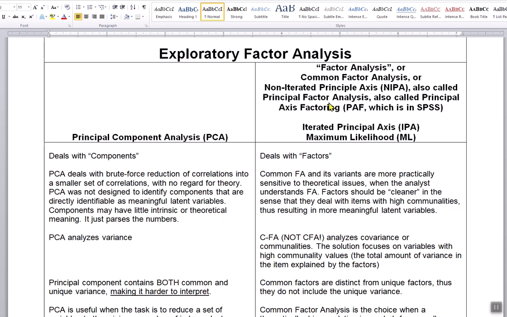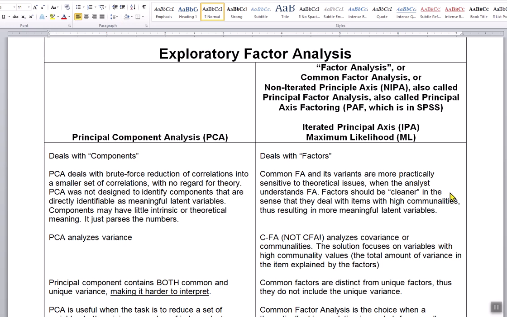Whereas this branch of factor analysis deals with the difference here, components versus factors. I use these two terms synonymously, but I probably should just say factors. Common factor analysis, or CFA, which is not to be confused with confirmatory factor analysis, which is CFA also. Common factor analysis and its variants, all of these are types of common factor analysis, are more practically sensitive to theoretical issues when the analyst understands factor analysis.